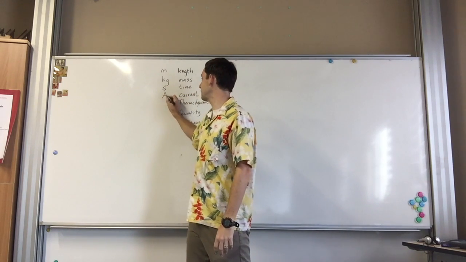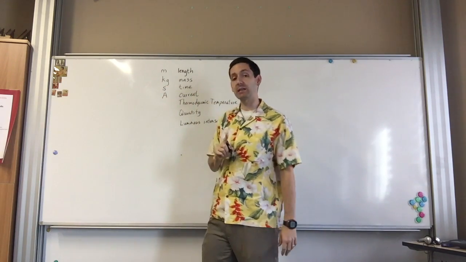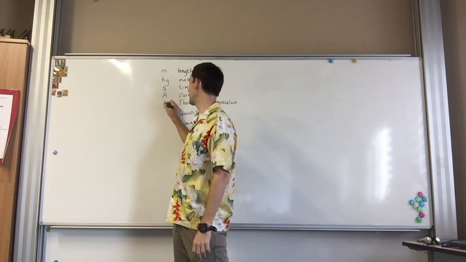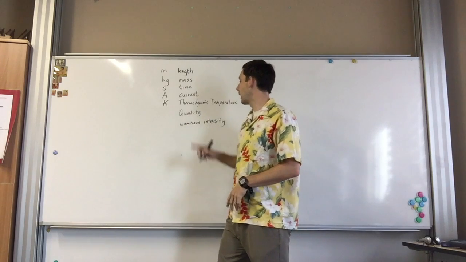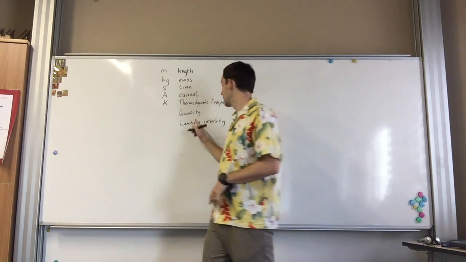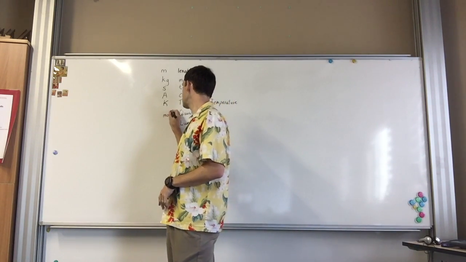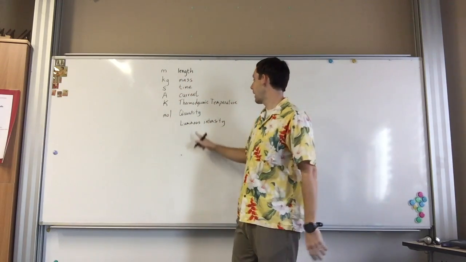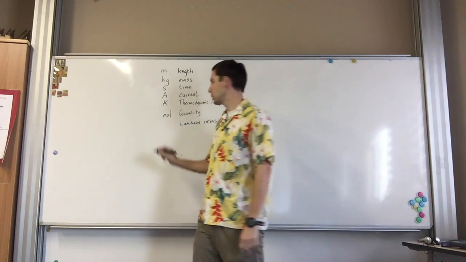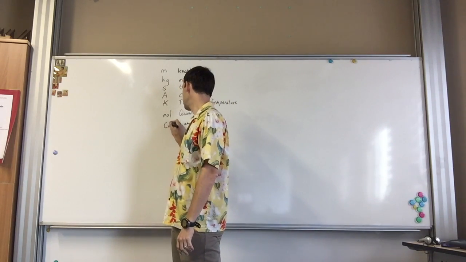Current is in amperes. Thermodynamic temperature is in Kelvin, not Celsius. It's in Kelvin, though we'll use Celsius a lot. We've got quantity, which is moles. Right, that's 6.02 times 10 to the 23rd of something. And then you've got luminous intensity, which is in candelas, cd.